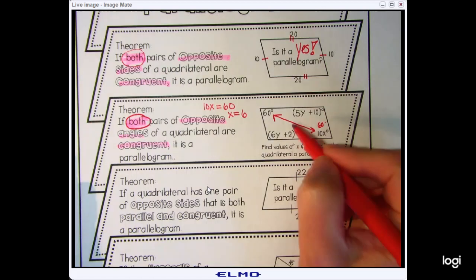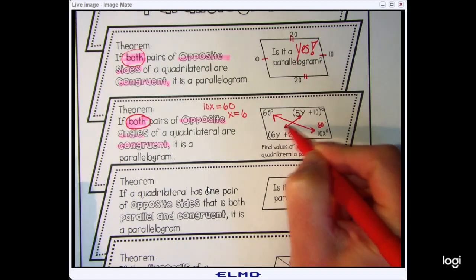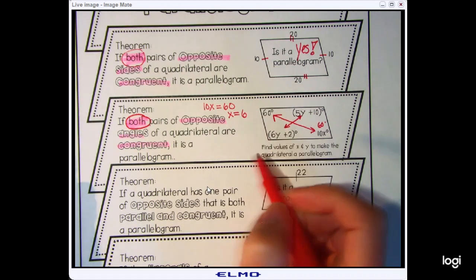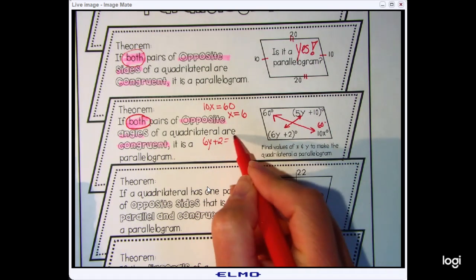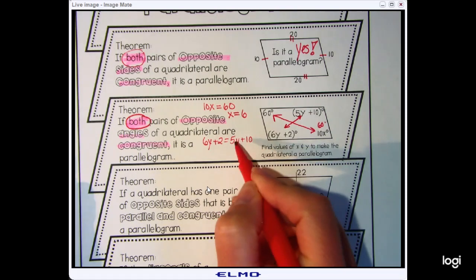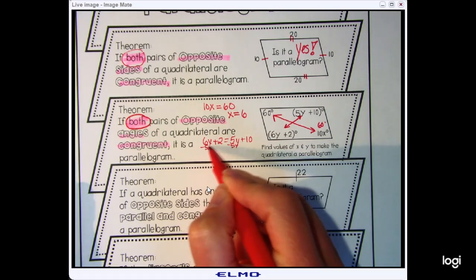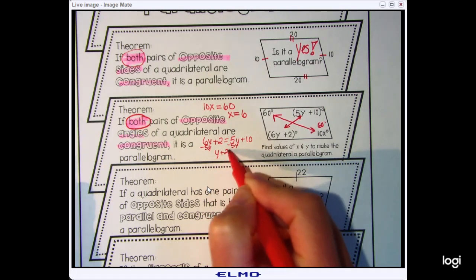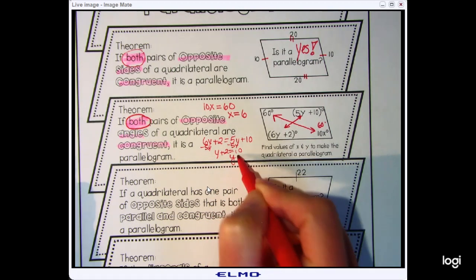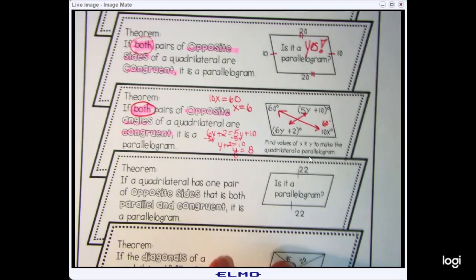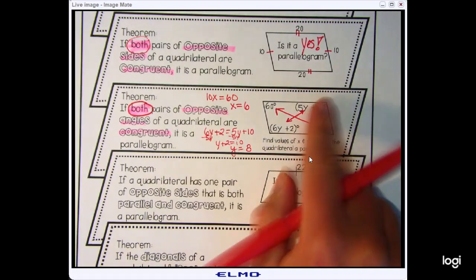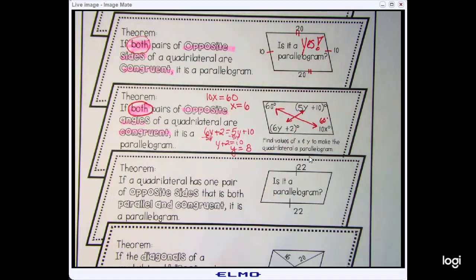Now in the other direction, for this to be a parallelogram, those have to be congruent or equal to each other. 6y plus 2 has to equal 5y plus 10. Take away 5y, take away 5y. y plus 2 equals 10. y equals 8. If x is 6 and y is 8 in this case, then this is a parallelogram because both opposite angle pairs are congruent, right?